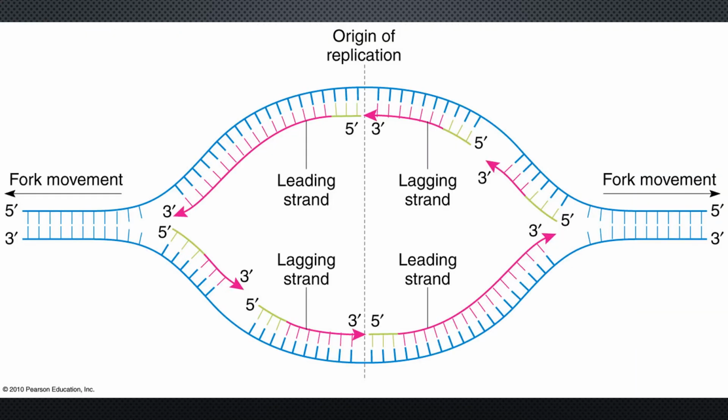So here is our replication bubble. We have the origin of replication right here down the middle, and two forks running in opposite directions. For every replication origin, we have a leading strand going in the 5' to 3' direction, and a lagging strand, still in the 5' to 3' direction, but it goes in these small fragments. So let's talk about that just a little bit.